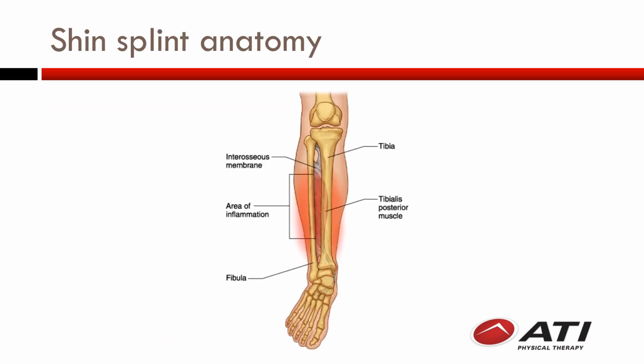This is an anatomical illustration of what happens with the inflammation during shin splints. As you can see here, we have the large bone in the lower leg, the tibia, and then we have the fibula here, which is the smaller of the two. Basically, the muscles in between the tib and fib become inflamed with improper ramping up periods during activity. And you can see here the whole area where you get the inflammation.